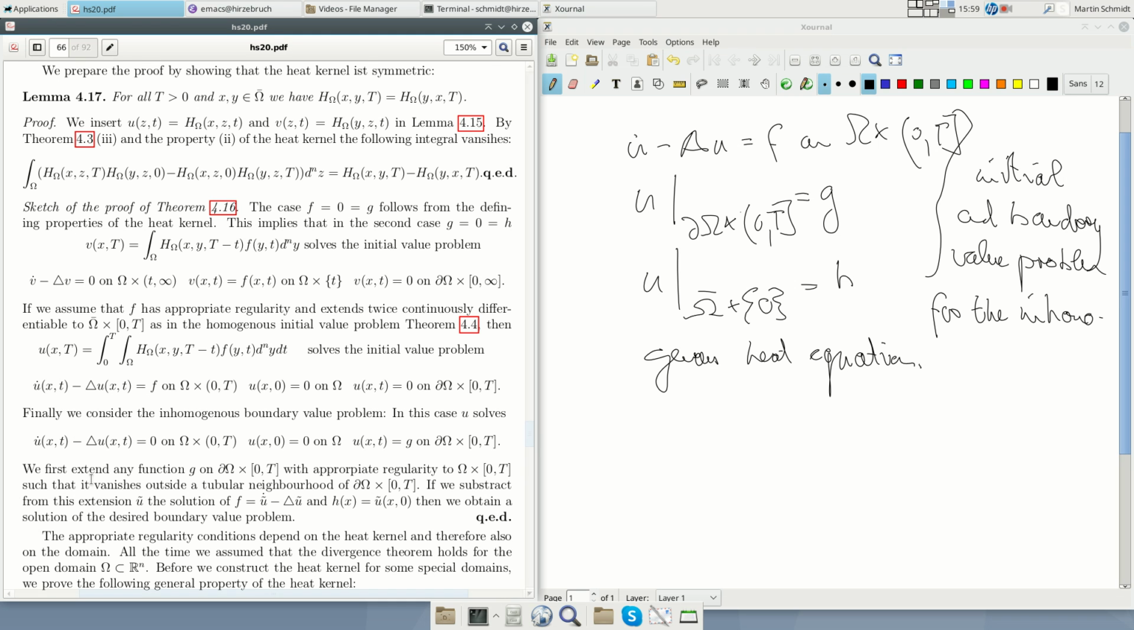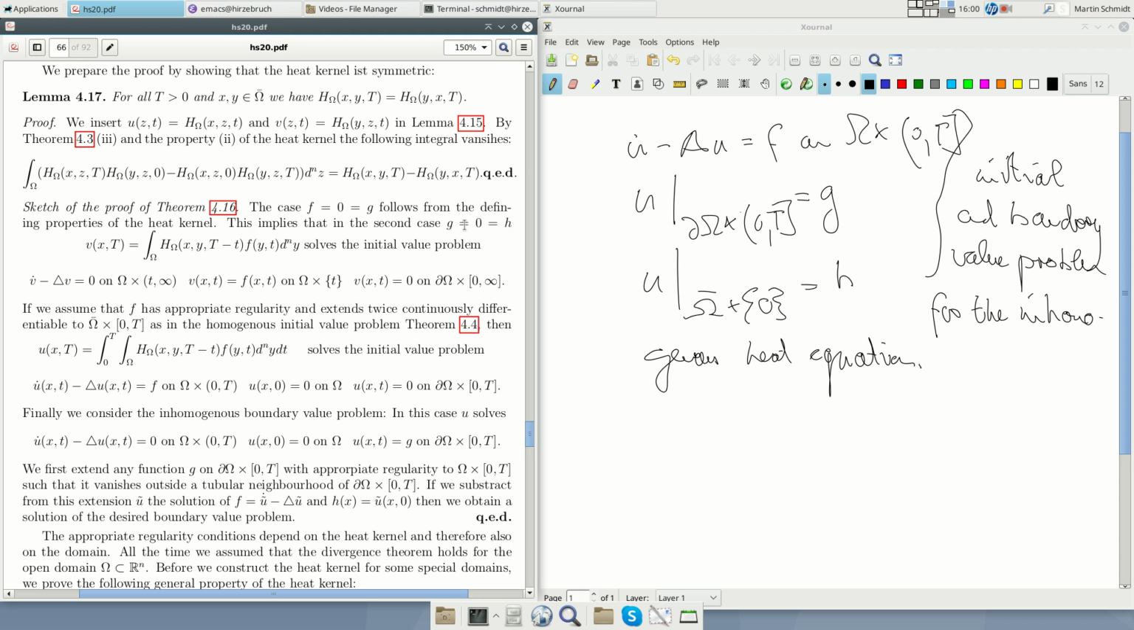So this is easy, the case F equals 0, G equals 0. This follows now just from the definitions of the heat kernel and our theorem in the beginning, where we solved the initial value problem on Rn. Now, let's look at the second case.